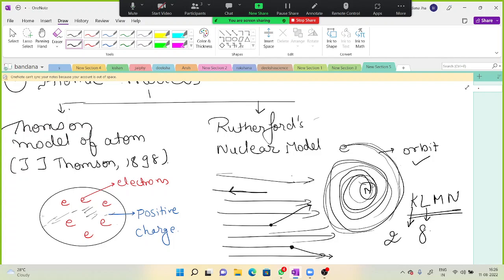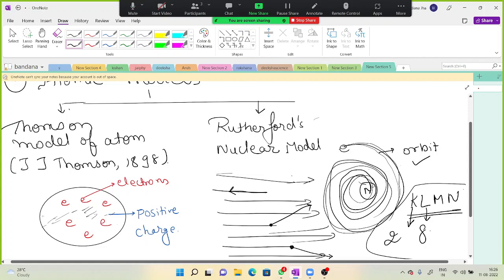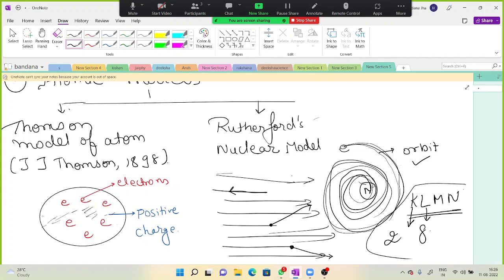The 2n squared was given by Niels Bohr. The capacity of holding electrons, he doesn't say that. That was said by Niels Bohr. Yes, obviously the next model is our Bohr's model. Rutherford said only that the electron is revolving in a fixed orbit in accelerated motion, namely K, L, and M.